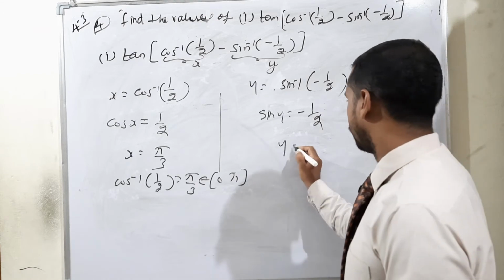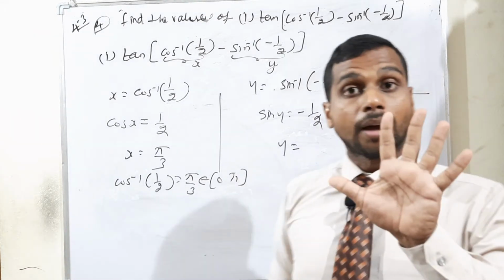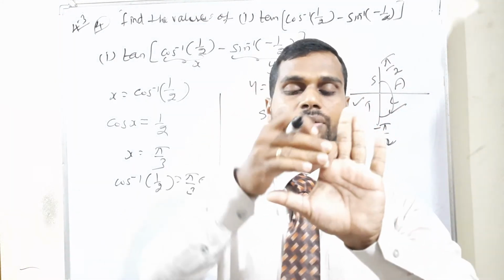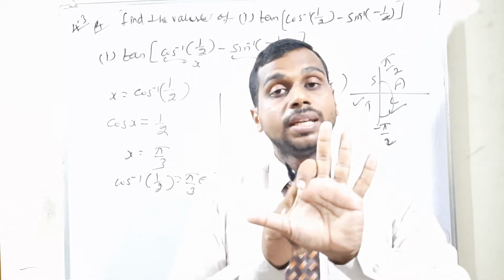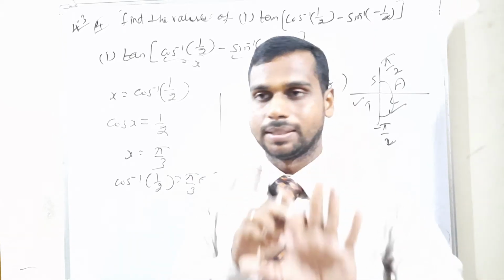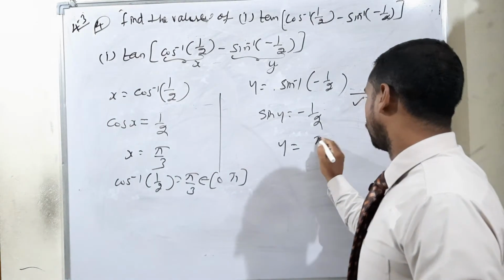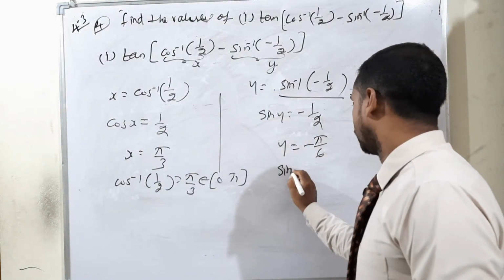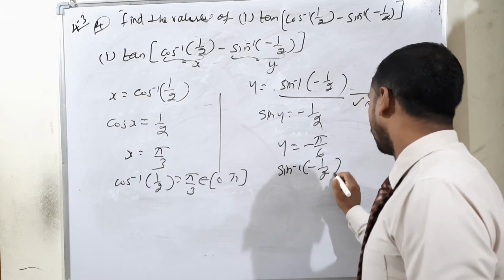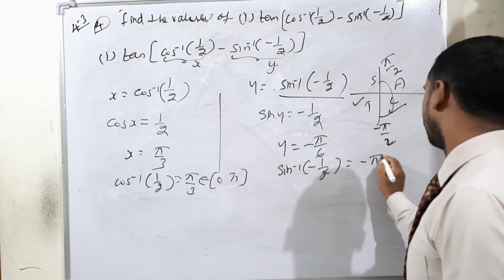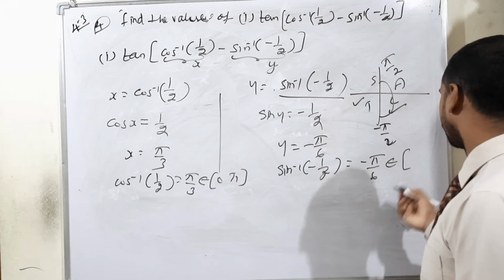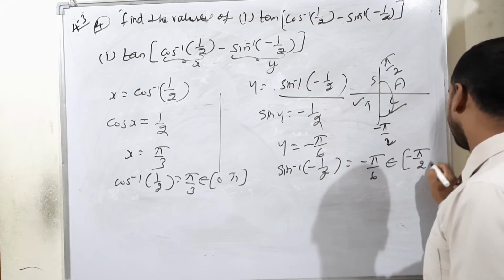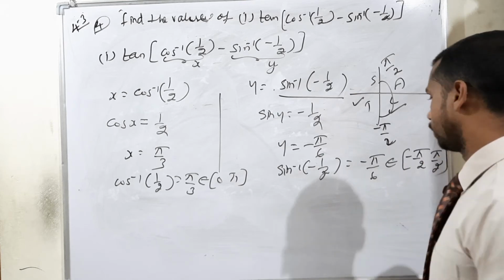Therefore, y is equal to sine, so we have to check the thumb side. Thumb side 1 by 2 means definitely we have to fold the index finger. Index finger means pi by 6 but negative. y is equal to pi by 6 but negative. Therefore, the value of sine inverse of negative 1 by 2 will be negative pi by 6, which belongs to negative pi by 2 to positive pi by 2.